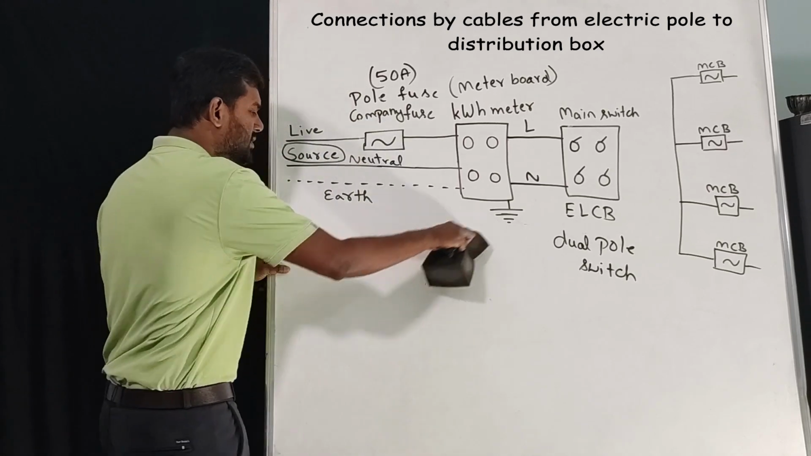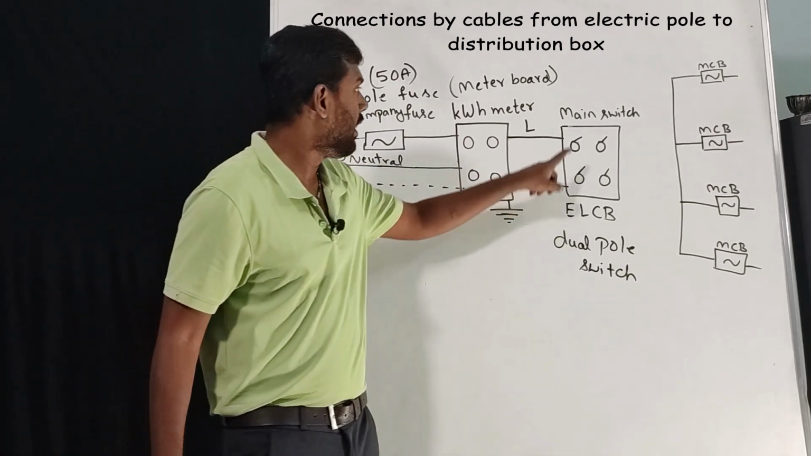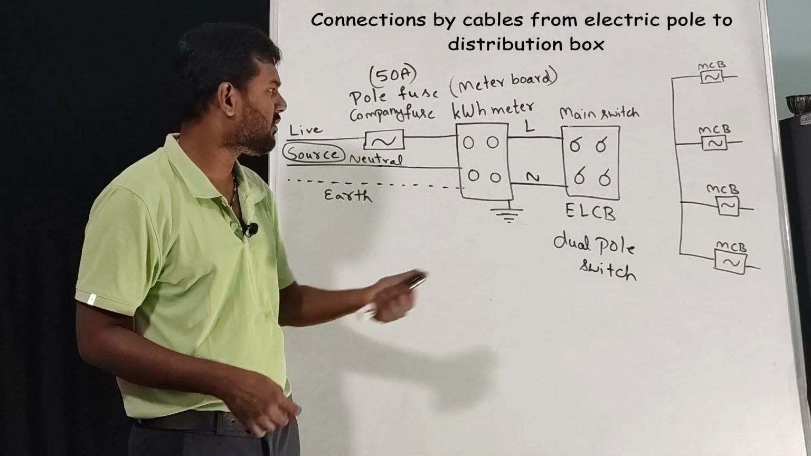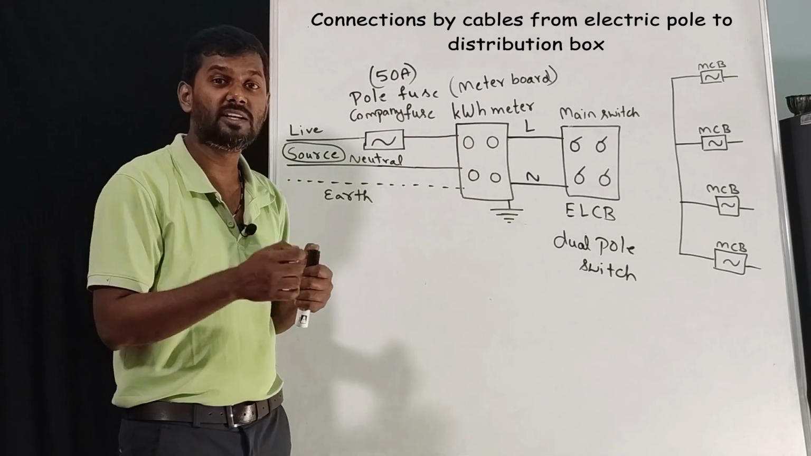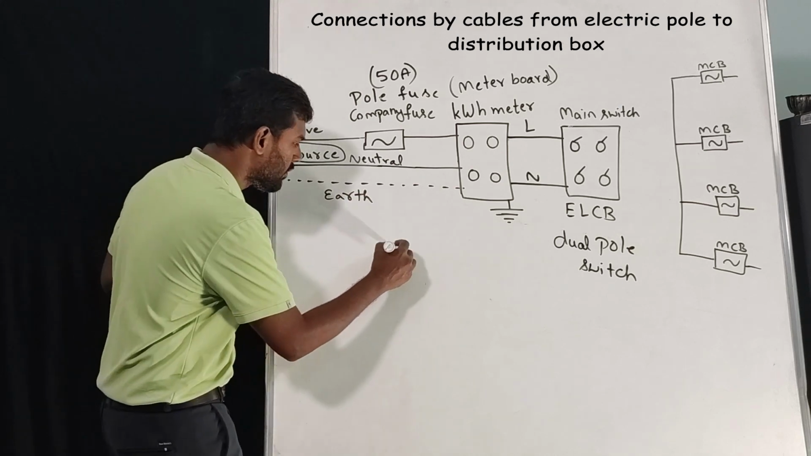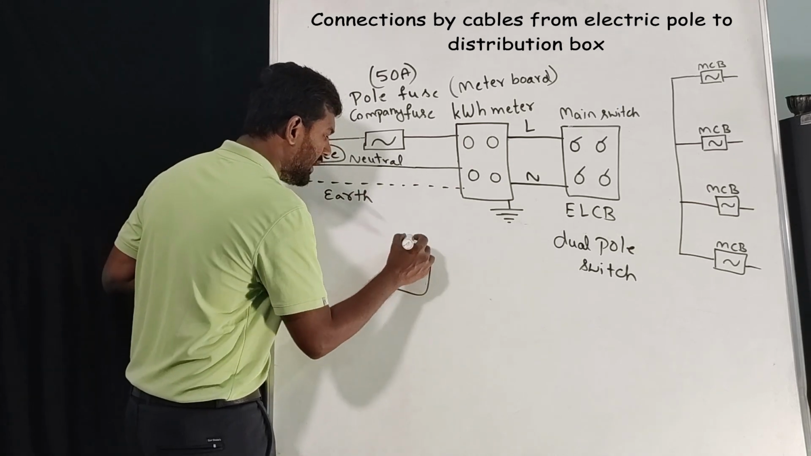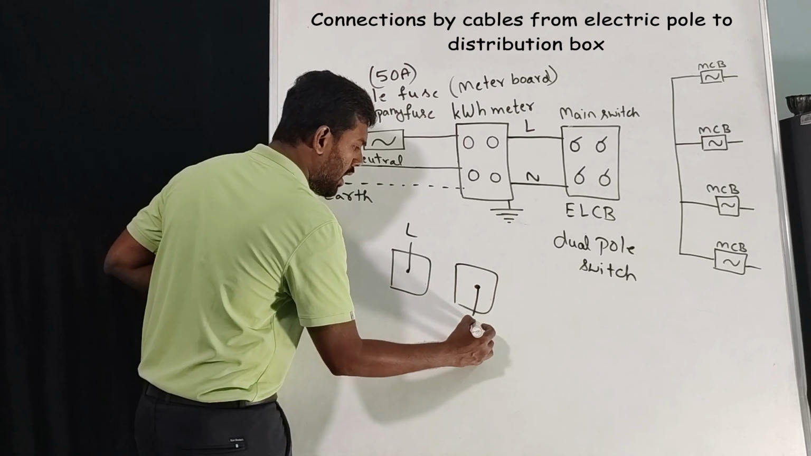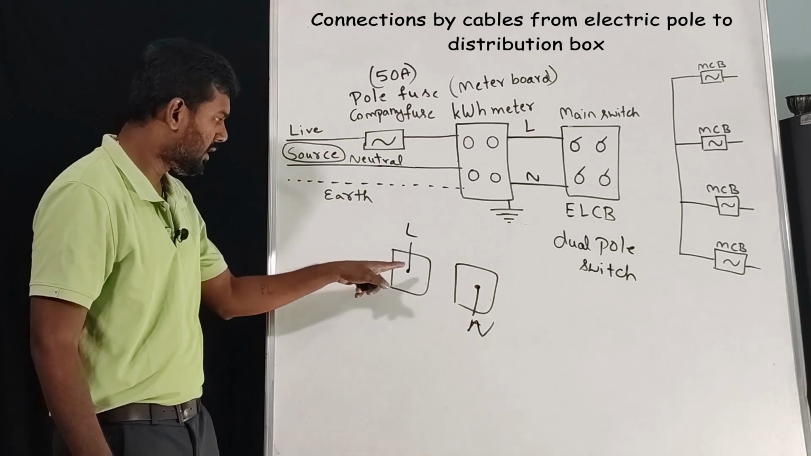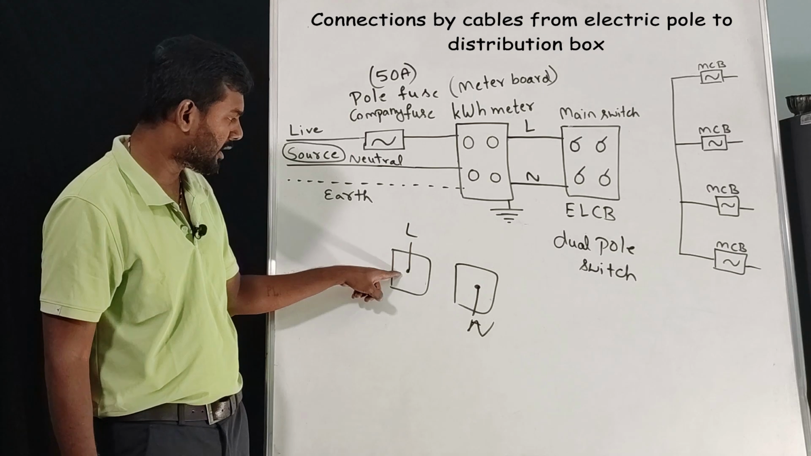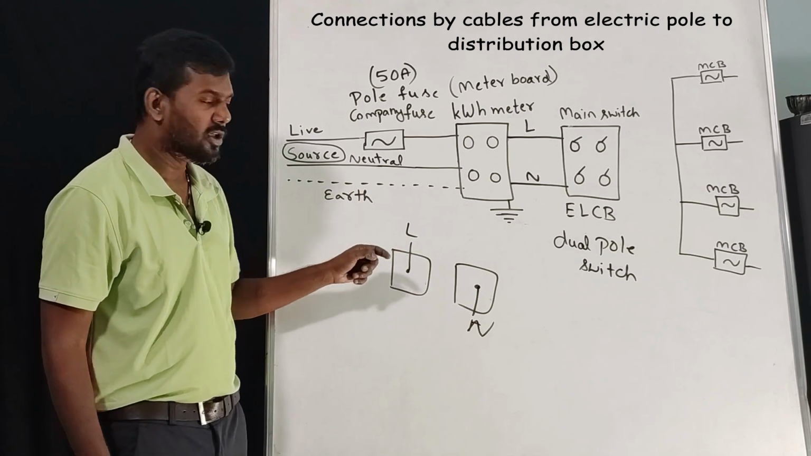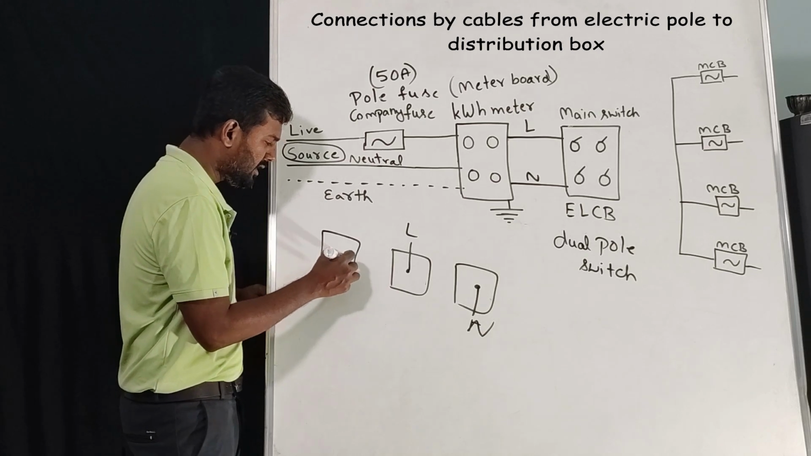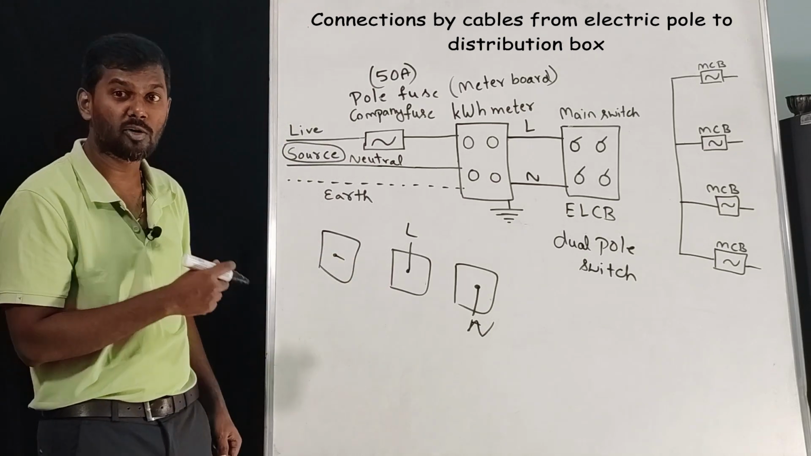Don't worry about it. First thing you need to know is main switch will act as dual pole switch. Now what is the main advantage of dual pole switch or main switch? Assume the main switch can be connected to either neutral or live wire. When it is not connected to anything, assume it is at the center. What do you mean by that?